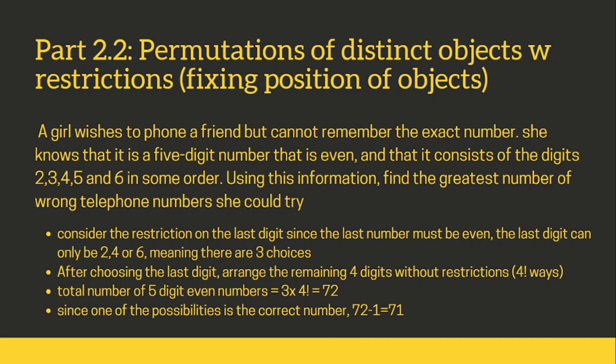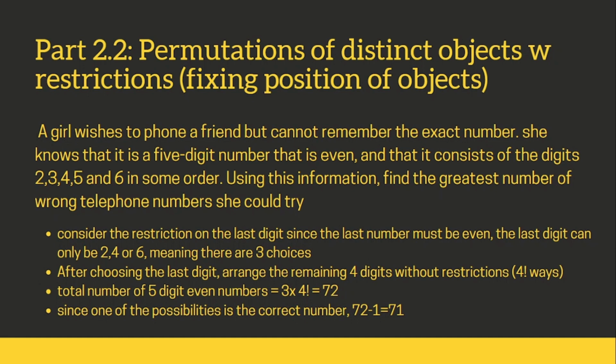So there are 3 choices. Then after choosing the last digit, you can arrange the 4 remaining digits without restrictions. This will be 4 factorial, because the first letter has 4 choices, second letter 3, third letter 2, last letter 1. So 4 times 3 times 2 times 1, 4 factorial. And so the total number of 5-digit even numbers will just be 3 times 4 factorial, which is 72.